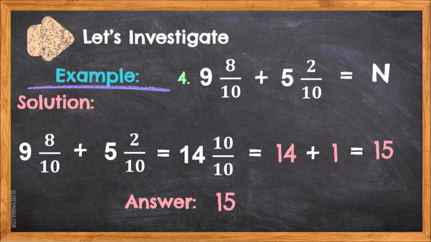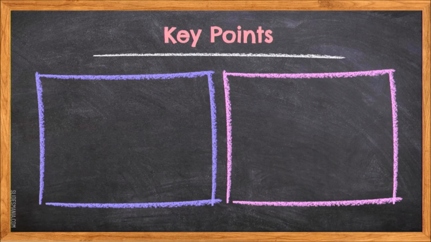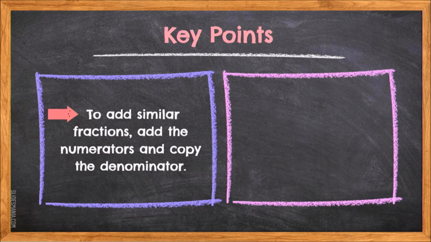Okay, kids, do you understand our lesson, kids? Now let us move on to the key points. These are the key points that you need to remember in solving adding similar fractions, okay? Key point number 1, to add similar fractions, add the numerators and copy the denominator. This is very easy, kids. Again, to add similar fractions, add the numerators and copy the denominator.